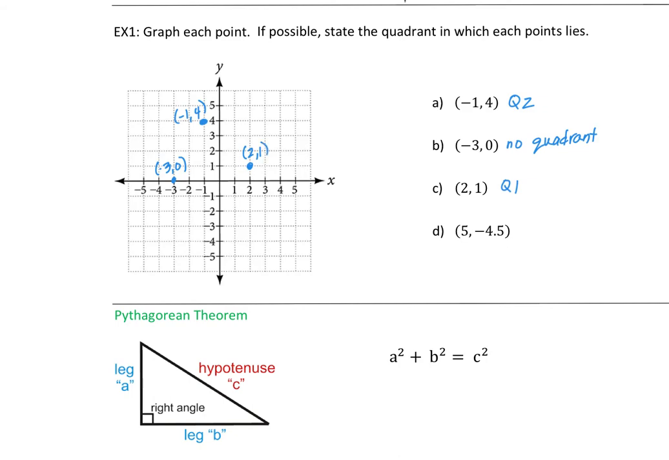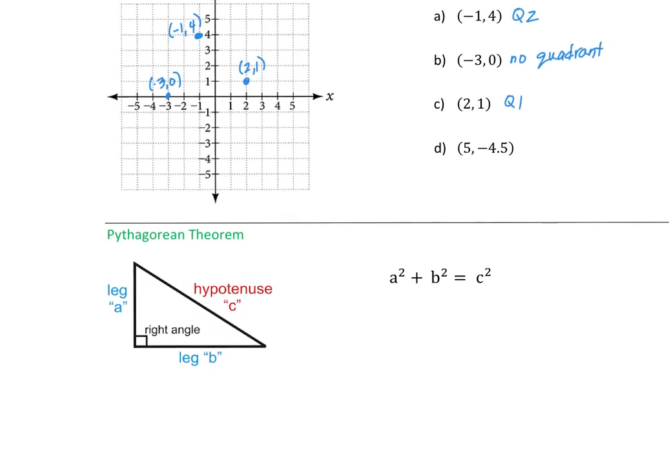D is 5, -4.5. So it's a +5 on the x. We're going to go down 4.5. So 1, 2, 3, 4 and a half to get to the point 5, -4.5. That would be in quadrant 4.